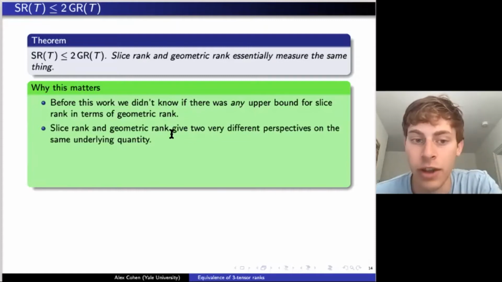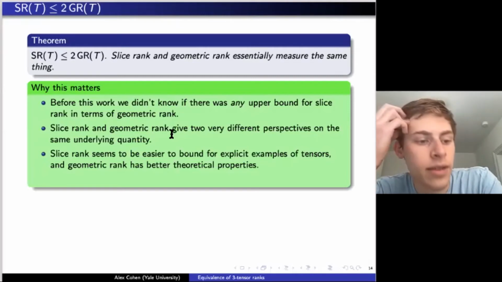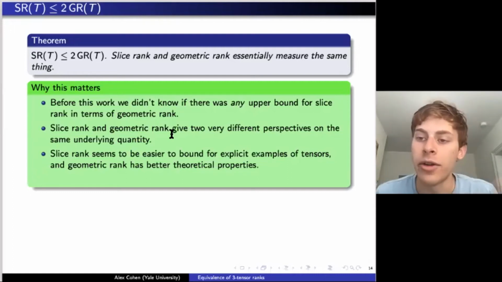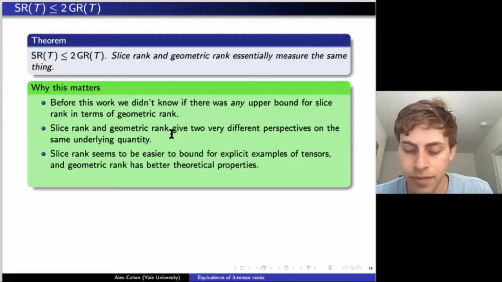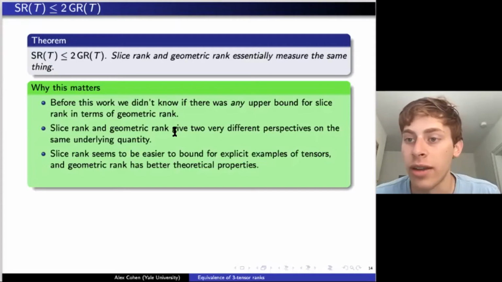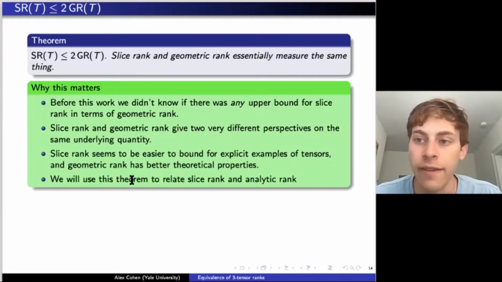And that's always a very useful thing in math, if you have two very different ways of thinking about the same quantity. So in particular with this cap set problem, it's particularly nice that you bound the slice rank above explicitly using this decomposition, and then it turns out that you've also bounded the geometric rank. In general, the geometric rank has nicer theoretical properties. For instance, it's additive under direct sums, which for slice rank is not known to be true. So if you prove a theorem using geometric rank, then it follows for slice rank as well.